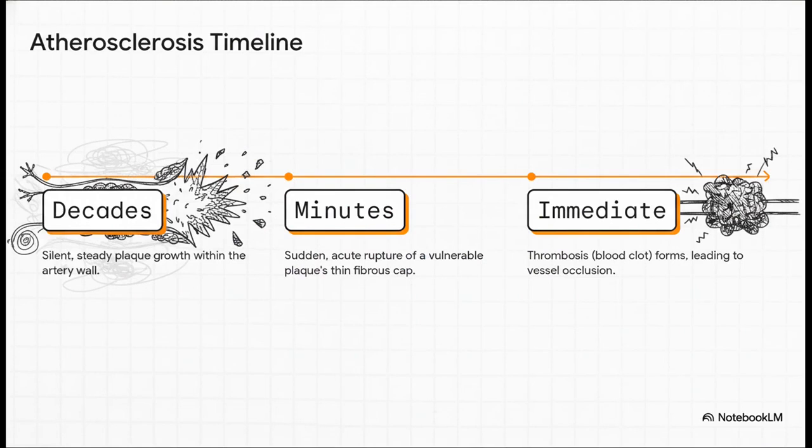So let's just recap the timeline. It's a story of 2 different clocks. You have the slow clock, ticking away for decades, as the plaque grows silently, without any symptoms. And then you have the fast clock, the one that starts when the plaque ruptures. And that one is measured in minutes. Decades of silent preparation, and then minutes to complete disaster.